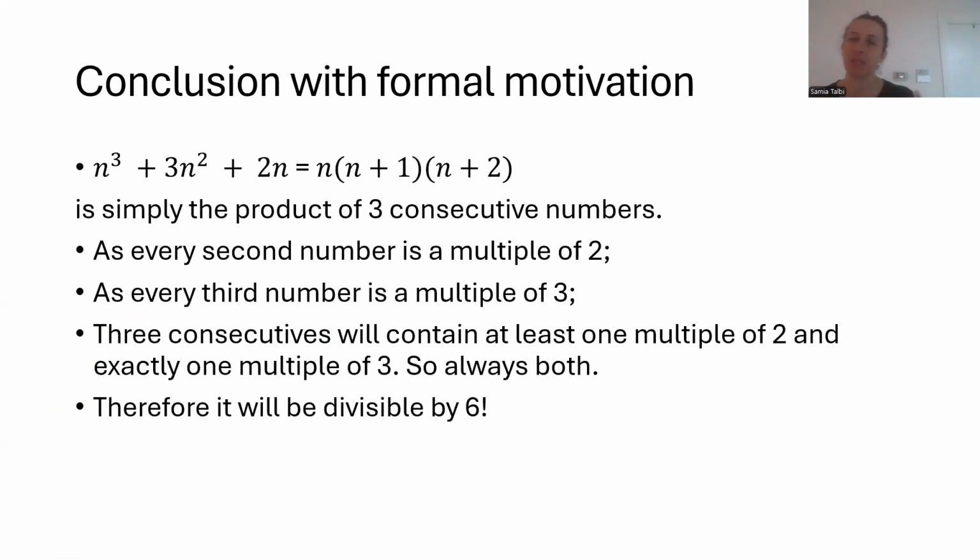So if you would formalize this within an exam, you would just make clear the way you factorize your expression. You would bring to attention that this is the product of three consecutives, as every second number is even and every third is a multiple of 3, then this product will always contain at least one even number, if not two, and then one multiple of 3, right? And that's why it will always be divisible by 6.